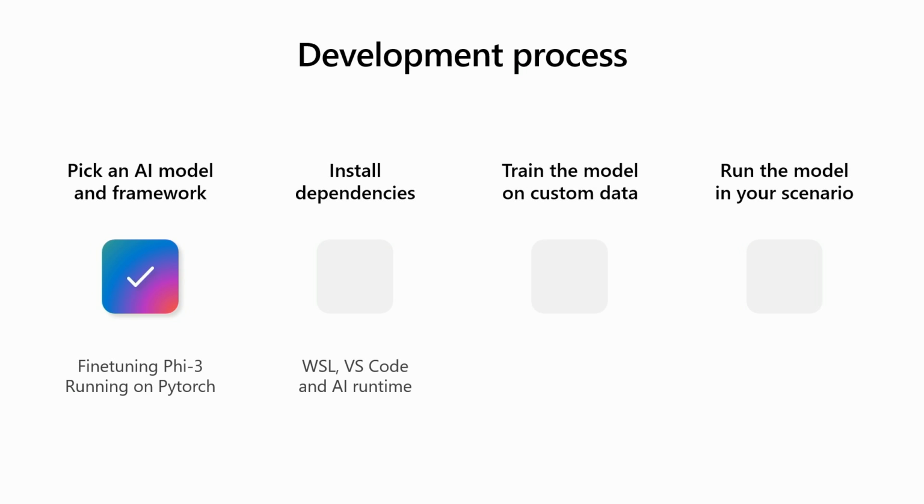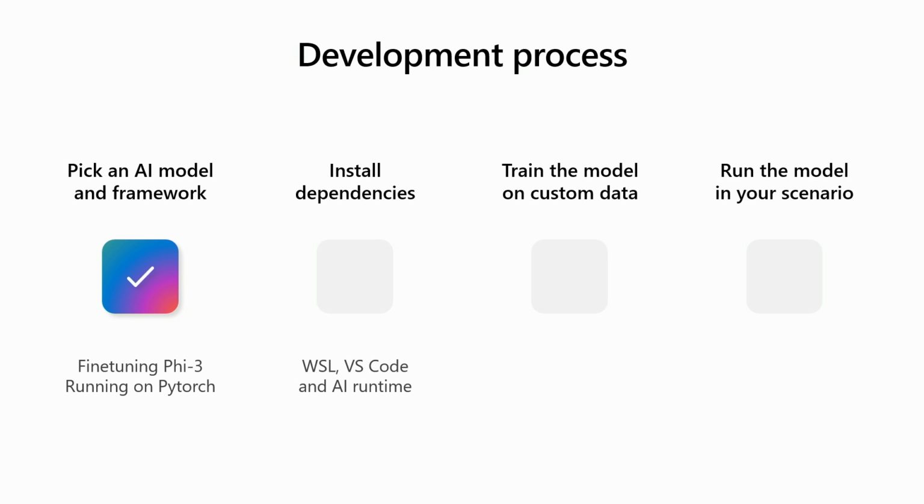And then once you've identified, OK, I have my framework, I have my model, we're going to install the dependencies, so WSL and VS Code in this case, as well as the AI runtime. Then we're going to train the model on our custom data. We're going to fine-tune it with our custom data. And then we're going to run the model in our scenario.